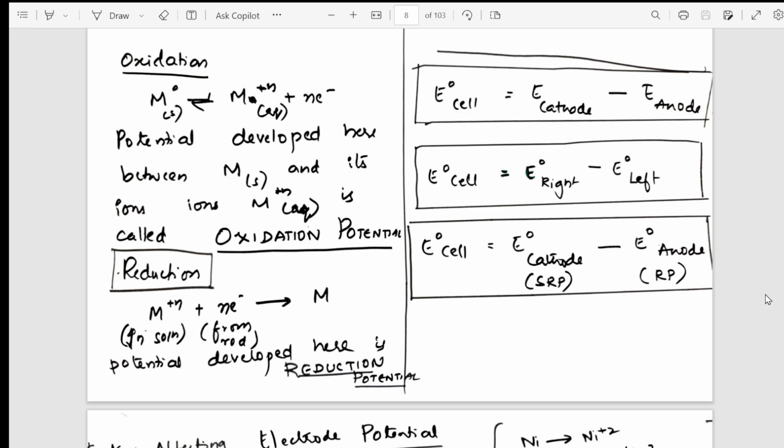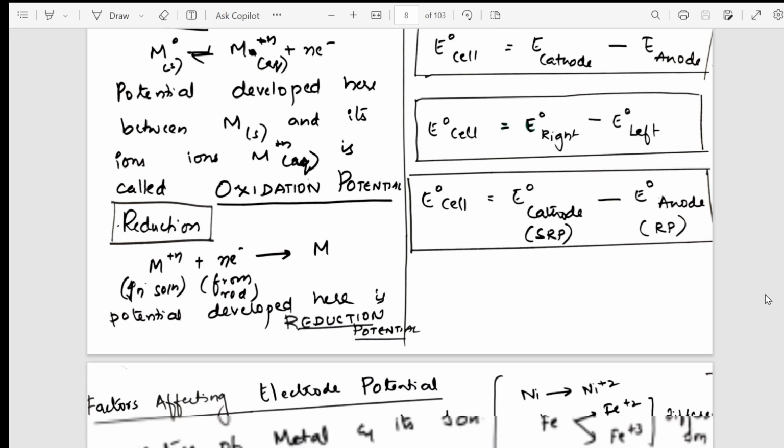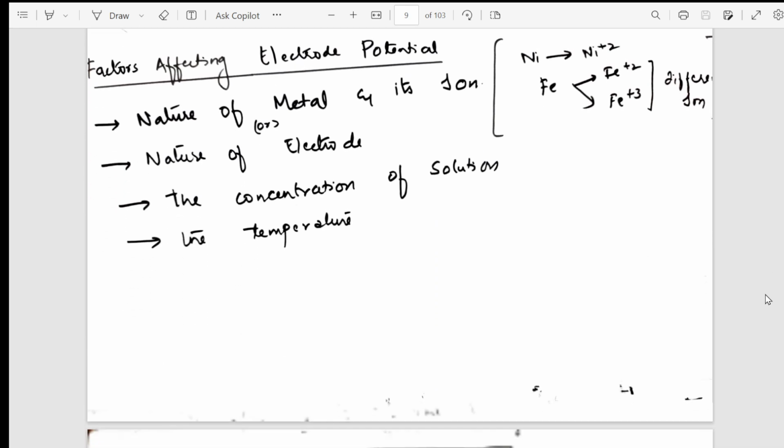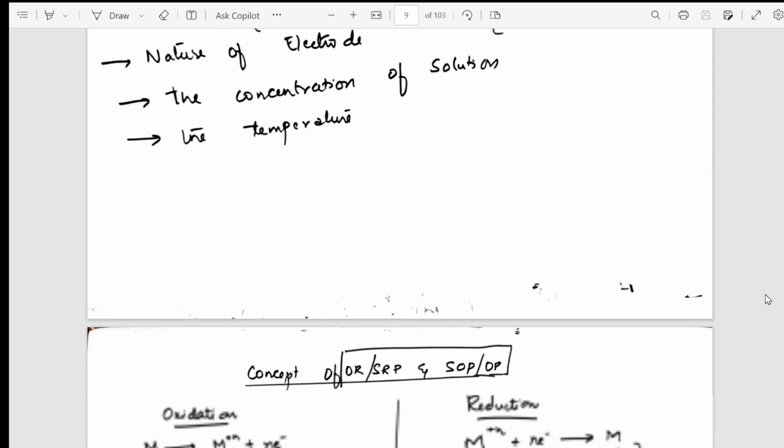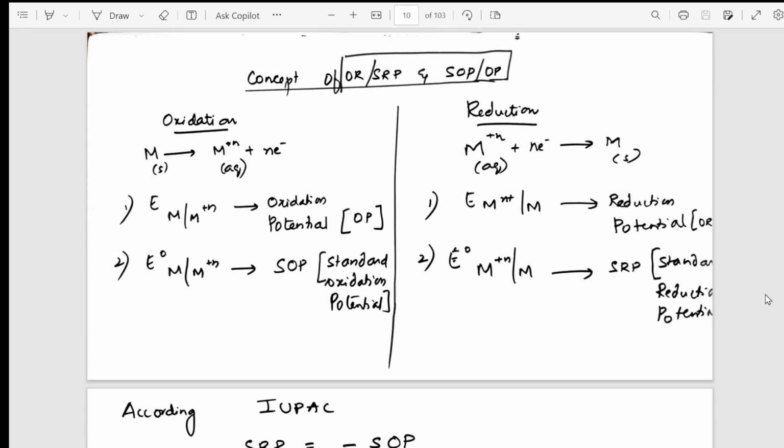After studying the concept of electrode potential, I have taken the concept of factors affecting electrode potential. What are the factors on which the electrode potential depends? Types we have learned, now these are the factors. Then we need to study the concept of SRP and SOP: standard electrode potential, standard oxidation potential, and standard reduction potential. Done. Now I have given both the standard directions.